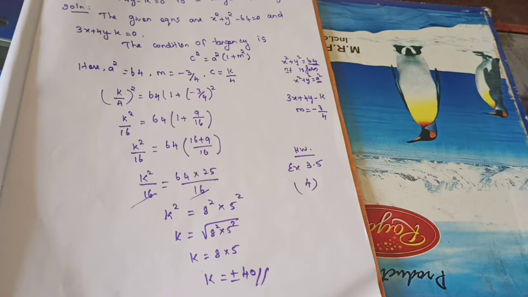I will explain line by line. You go through your book, the conics topic. I don't know the page number. Many things are there in the conics topic.